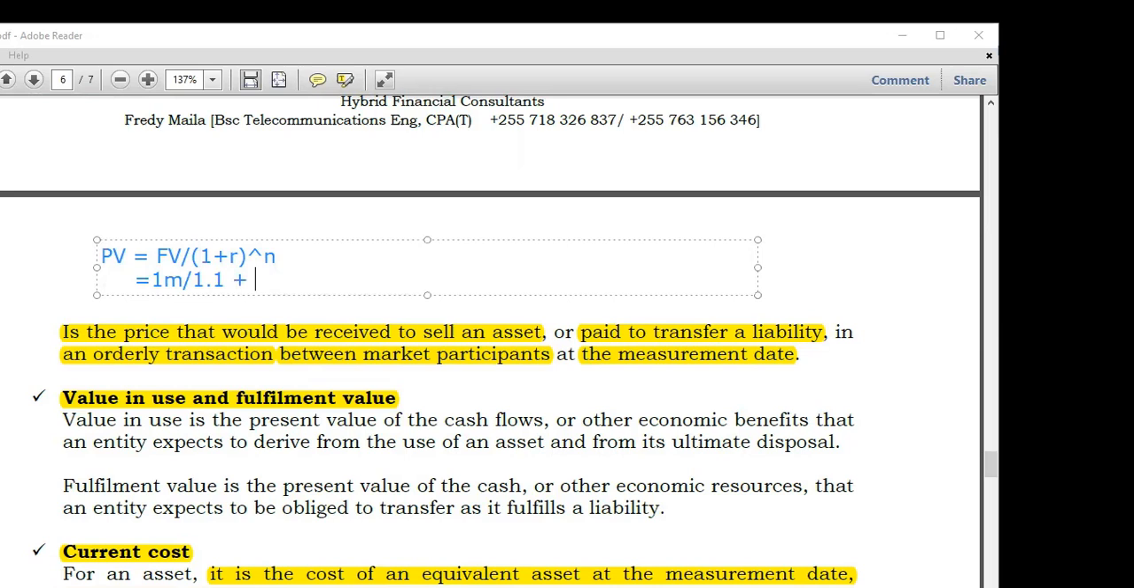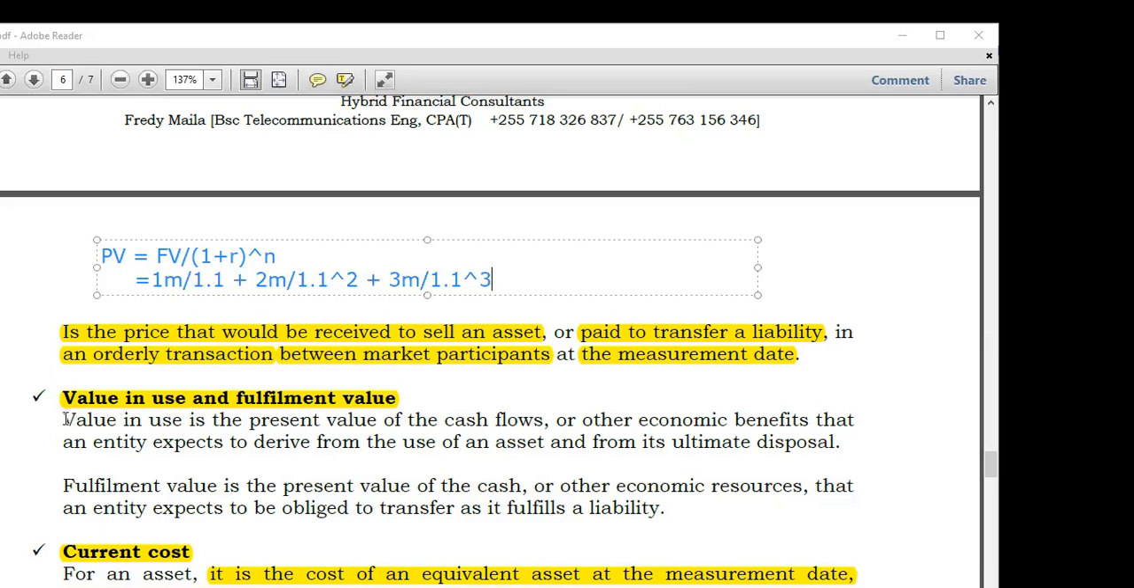Then I would go maybe in the second year, I expect to have 2 million. I would divide by 1 plus 0.1, but here power 2. Let's say at the end of year 3, I would have 1.5 million, but also I would sell it for another 1.5 million. Then I could have 3 million. Then I discount it again for 3 years, just like this, and I will have the present value here, and this will be my value in use.